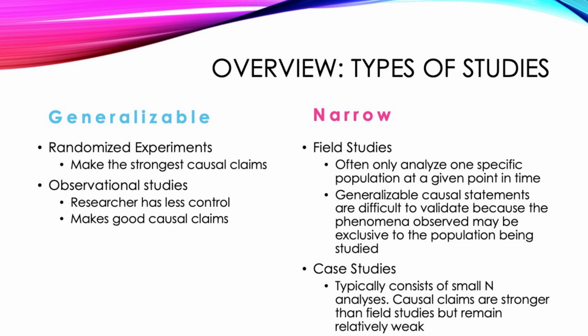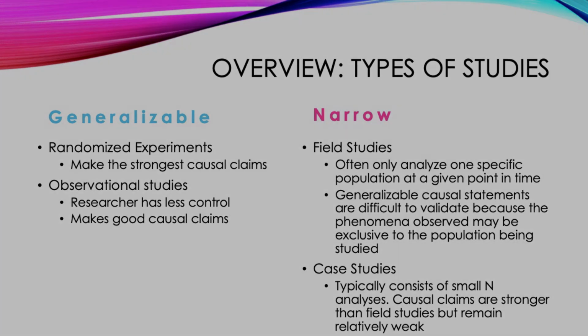So I hope that this has clarified a little bit about the differences between generalizability and the narrow or broadness of a given methodological approach, and how that influences the extent to which we can confidently make causal claims in our research. So that's it for the part 1 lecture.